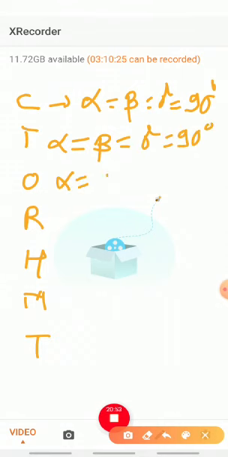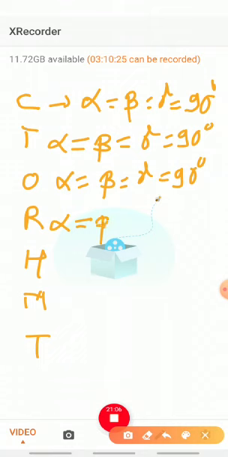Again, alpha is equal to beta, beta is equal to gamma, gamma is equal to 90. Okay, the fourth one is a little different. Alpha is equal to beta, beta is equal to gamma, but gamma is not equal to 90. So there is only a slight change. Okay, we have finished four.